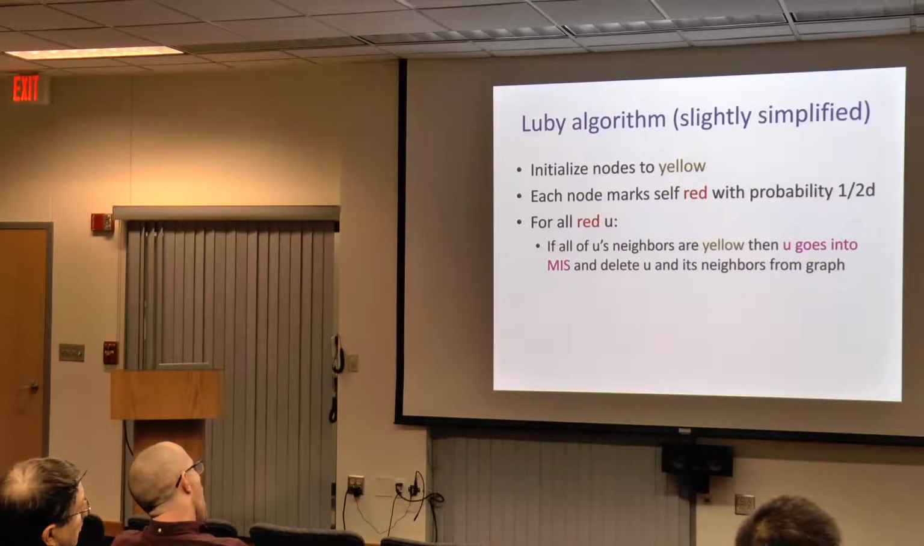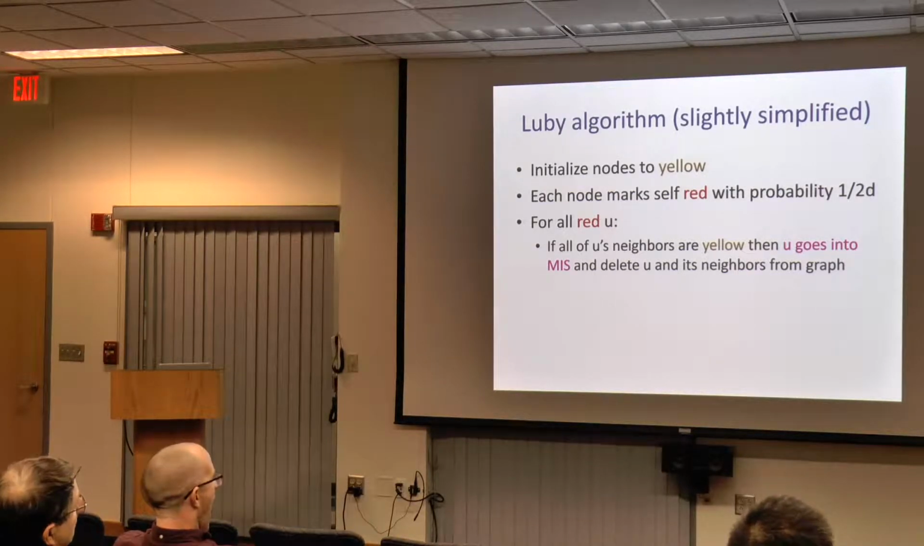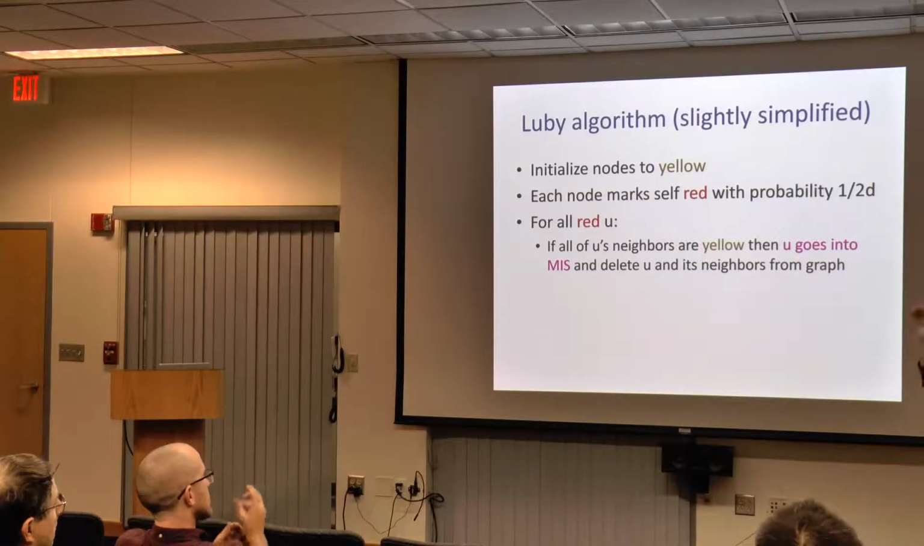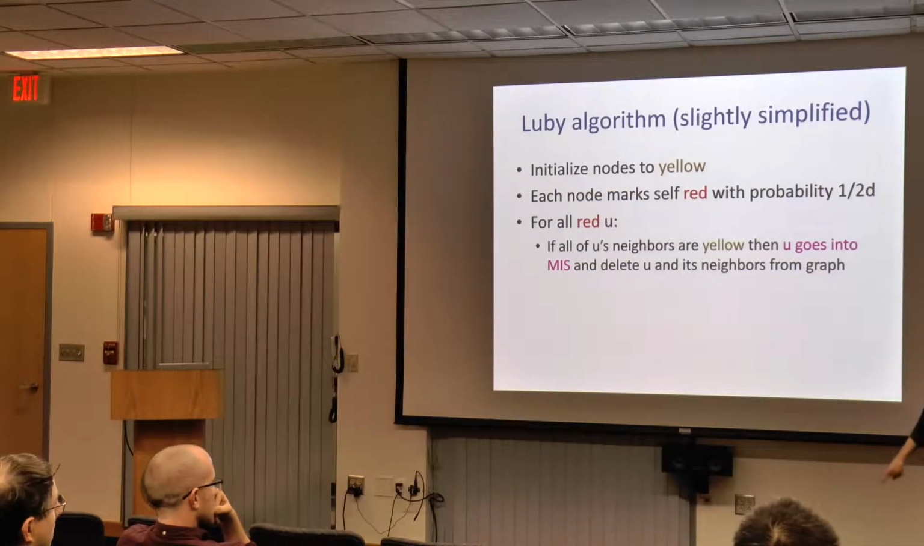Everybody starts out uncolored, or let's say everybody colors themselves yellow. Now what I'm going to do is flip a coin with probability 1 over twice my degree. So if I have d neighbors, I flip a coin with probability 1 over 2d. If it comes up heads, I color myself red. Red means I want to be in the maximal independent set. I volunteer. I check, did any of my neighbors volunteer? If none of them volunteered, it's safe for me to put myself in the maximal independent set. But if somebody volunteered, I'm going to back down.